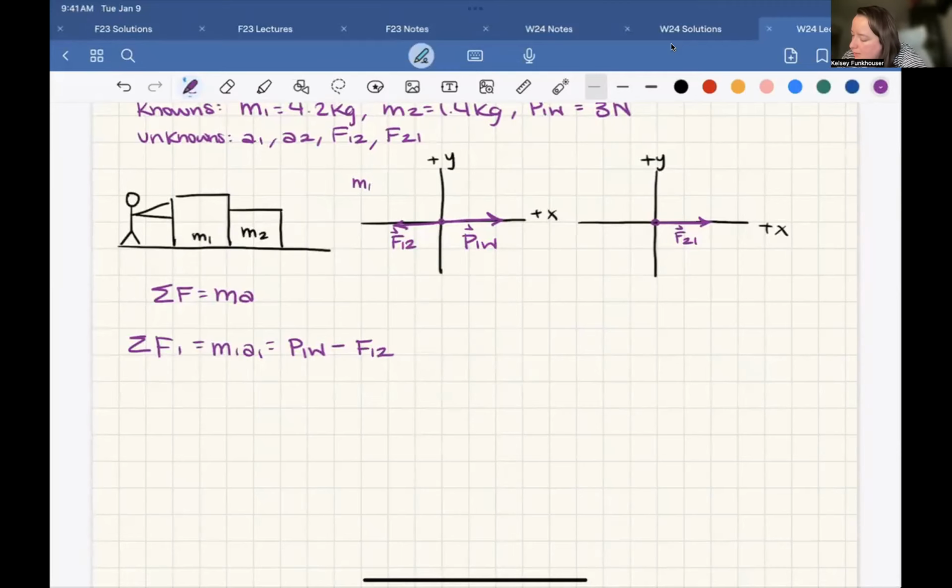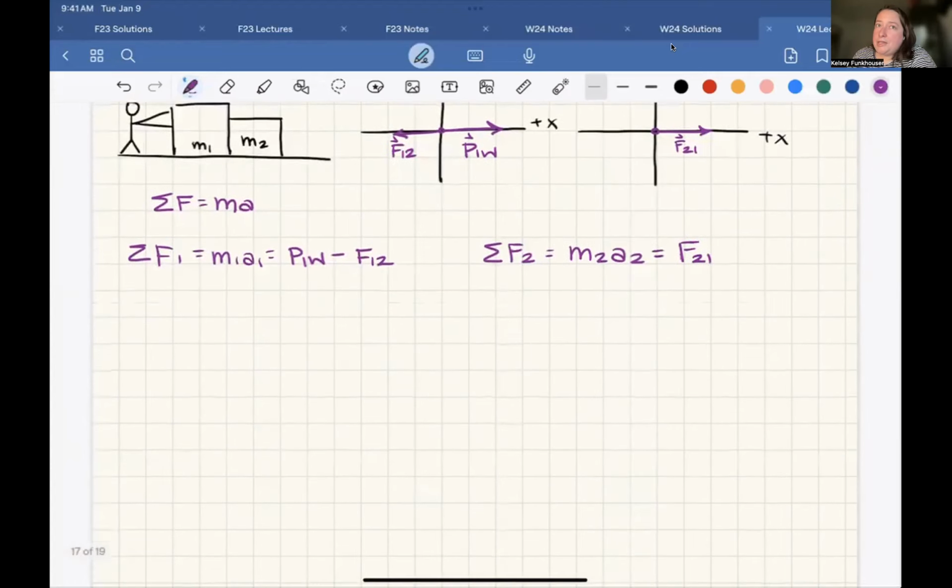Okay, and then the net force for crate 2, mass 2, acceleration 2, and that just equals the force on crate 2 from crate 1. And that's positive because it's in the positive x direction.